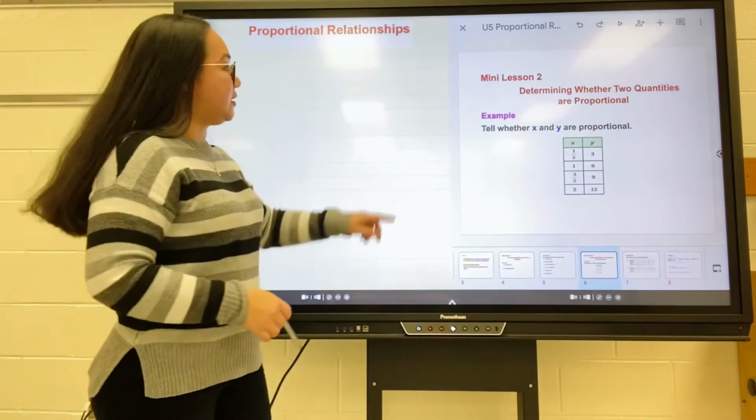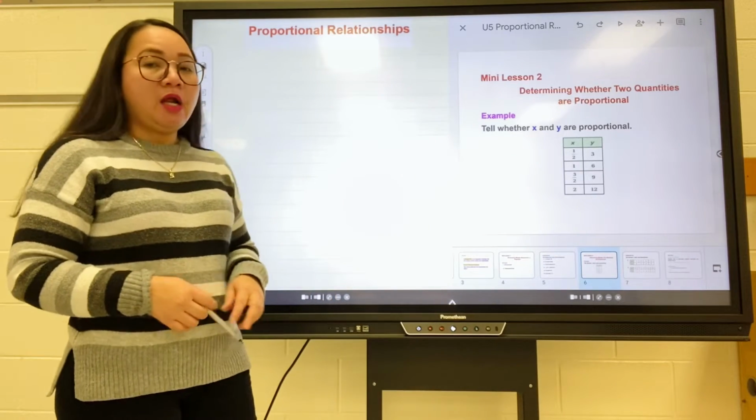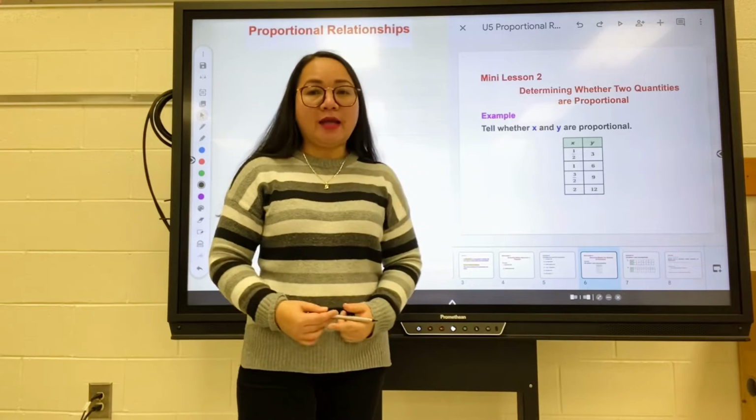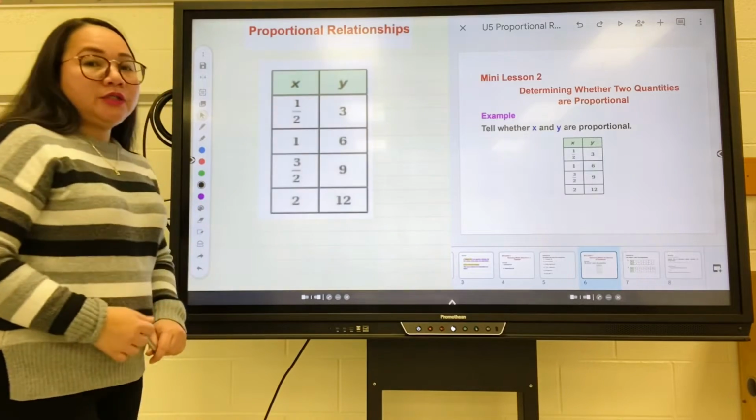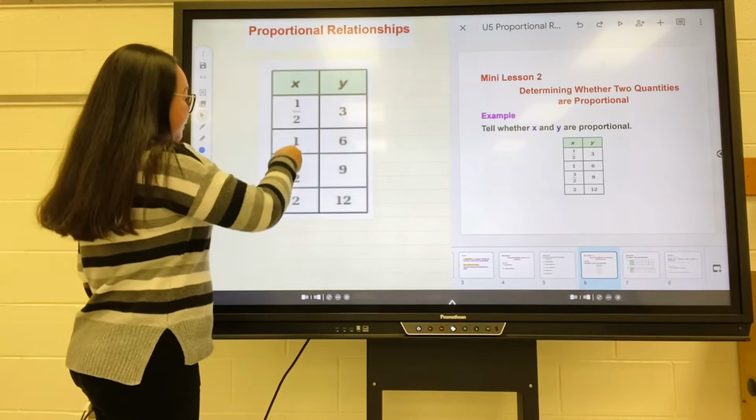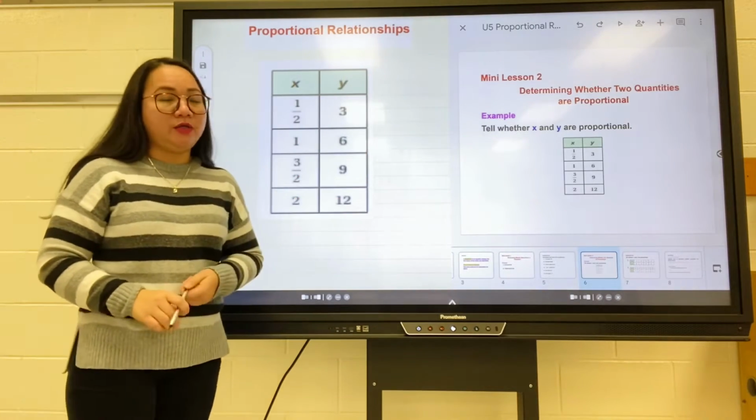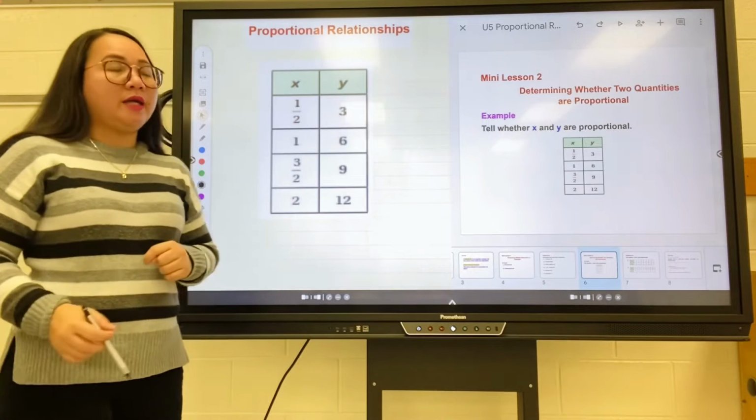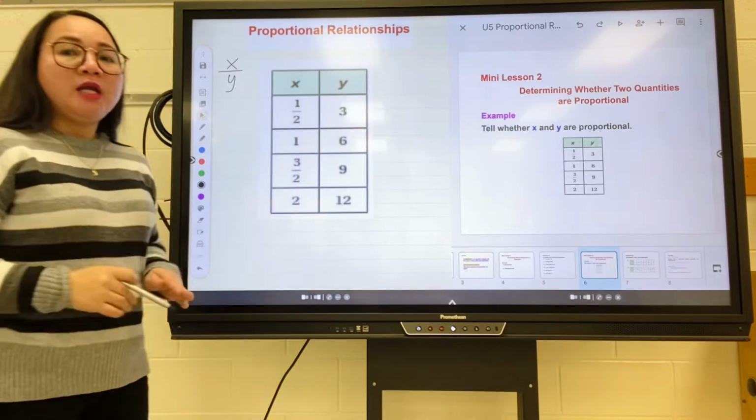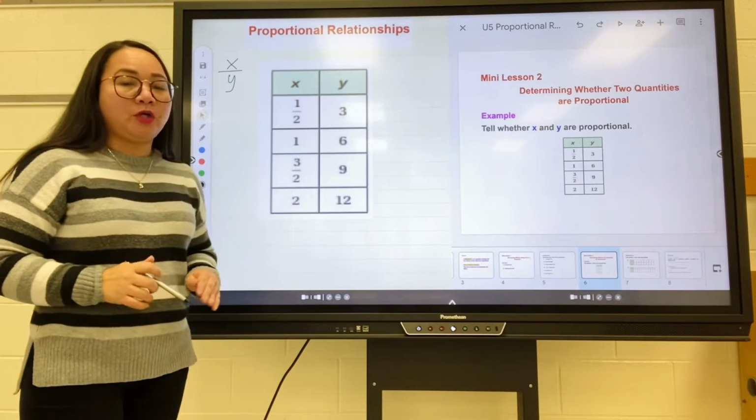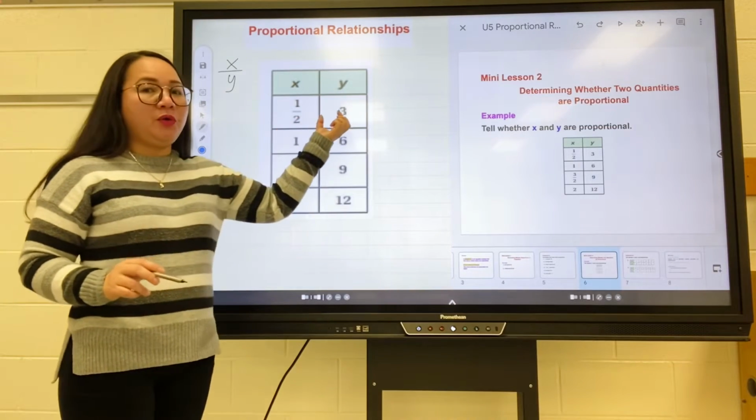Okay, this part of the lesson is to determine whether two quantities are proportional. So for example, tell whether x and y are proportional. Remember that on the left side are the x values, and on the right side are the y values. So we have to write x and y as a ratio, so it can be written as x to y. To determine whether the quantities are proportional, we have to pair them. Pair the x value with the y value.